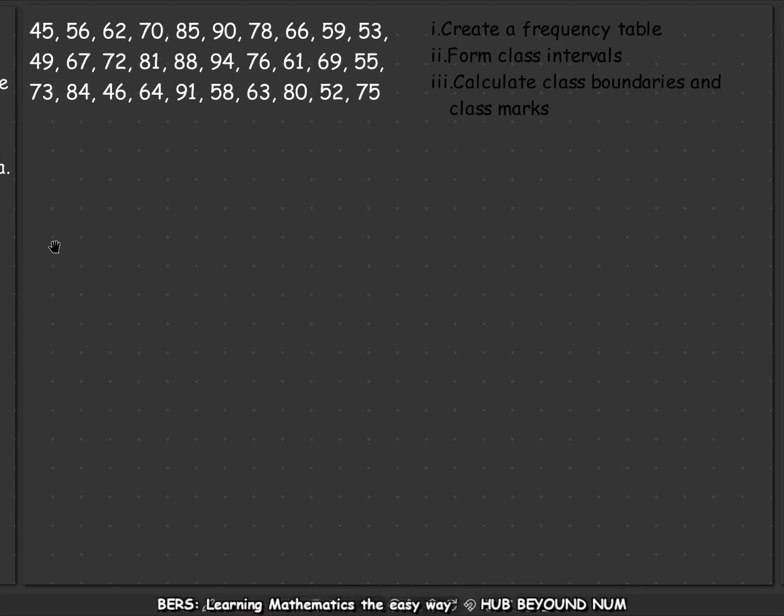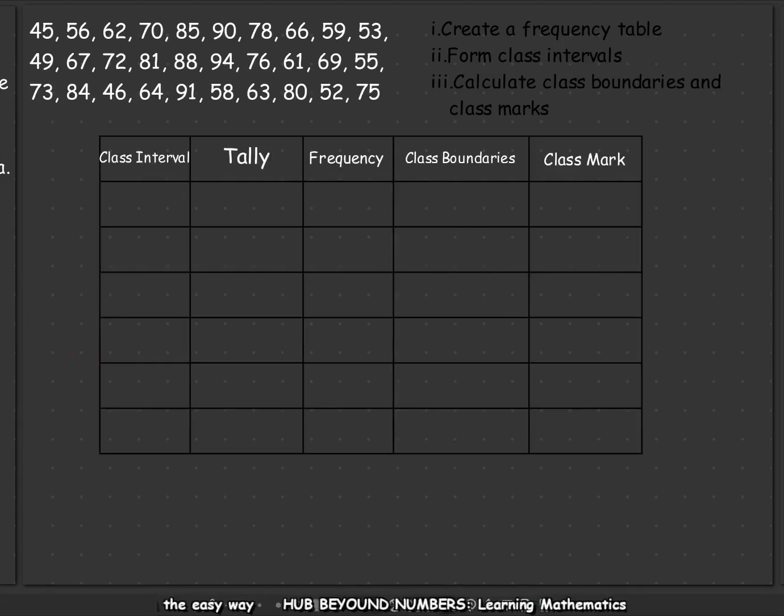So let me quickly draw a table we'll be using for this data representation. Okay, so here we are. To get this on our frequency table, we need a table of this form. So first of all, we need our class interval here on our first column. Then your tally. Remember when we were doing tally, we are applying that here as well. And then after getting your tally, you get your frequency here. Then your class boundaries, and then your class mark.